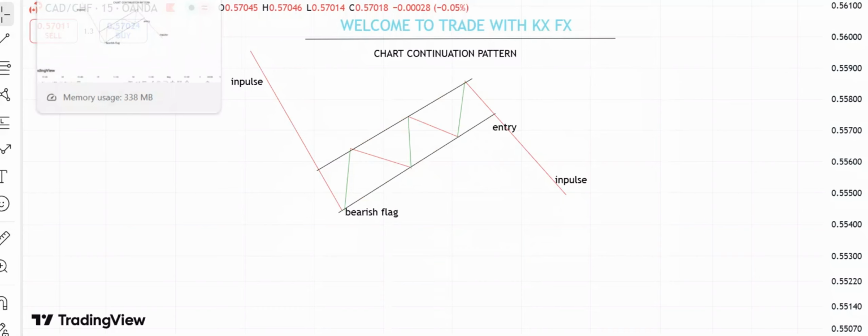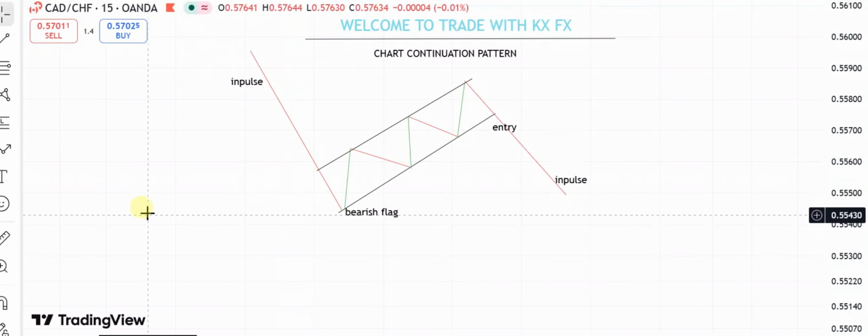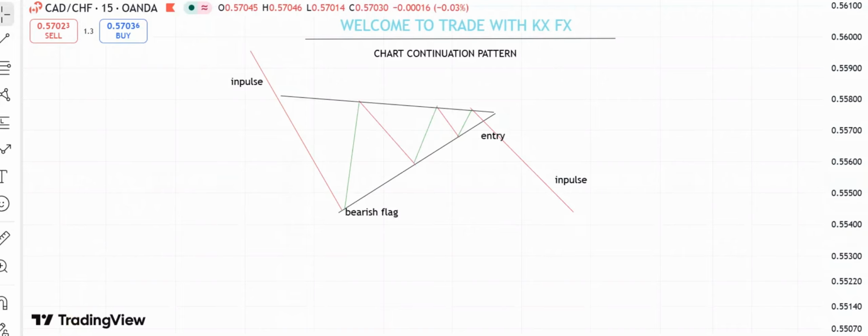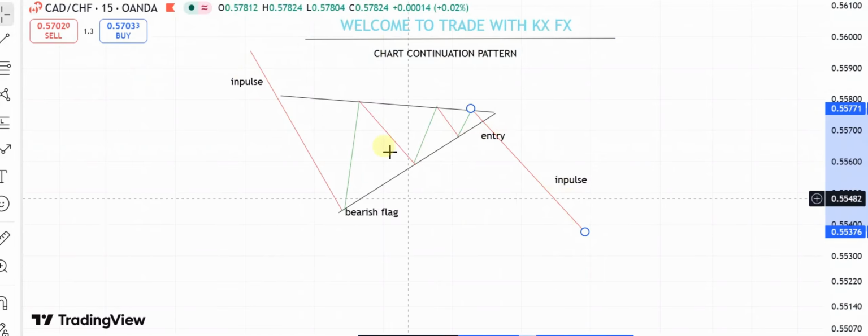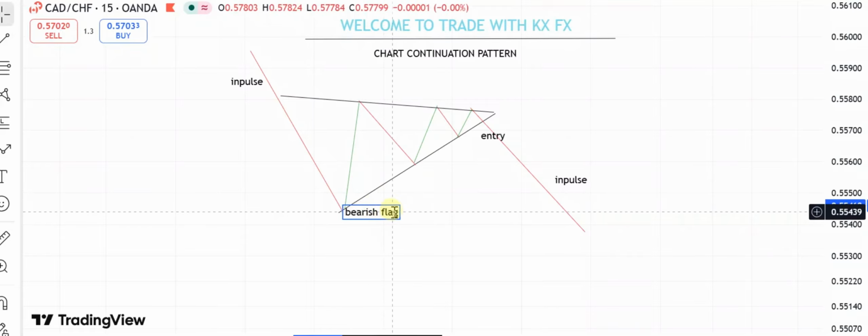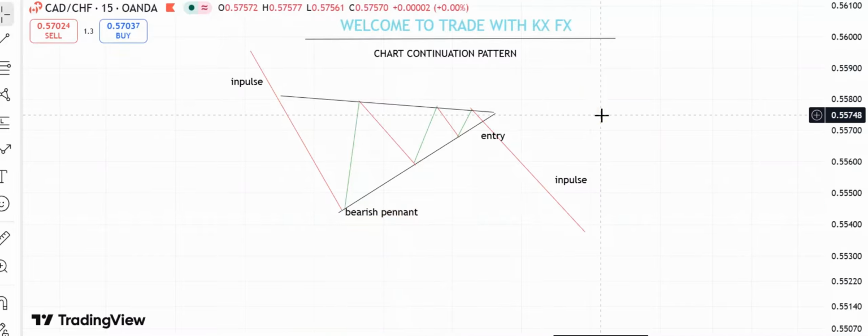So number two, we have a bearish pennant, under bearish continuation patterns. As you can see, this is an impulse move. There's some reaction, that is a pullback, wait for your breakout entry, and that's a continuation of the previous move. Oh, sorry, I didn't change this. This is bearish pennant.